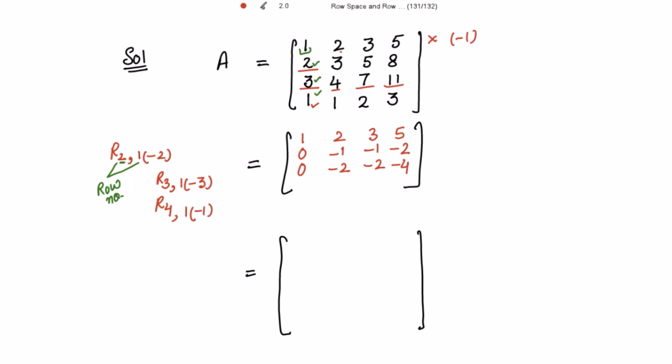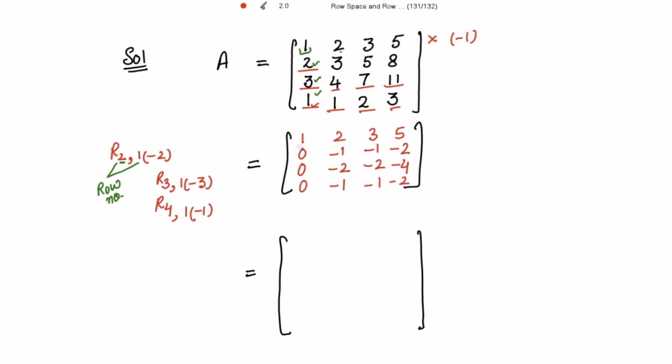So multiplying 1 with -1 we get -1 and adding this to 1 we get 0. 2 is multiplied with -1 getting -2 and adding this to 1 we get -1. 3 is multiplied with -1 we get -3 and adding this to 2 we get -1. 5 is multiplied with -1 we get -5 and adding this to 3 we get -2. Very fine. So we get all the elements to be 0, 0, 0.